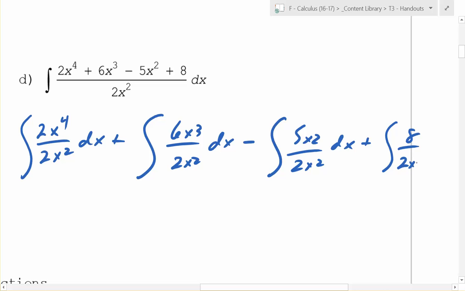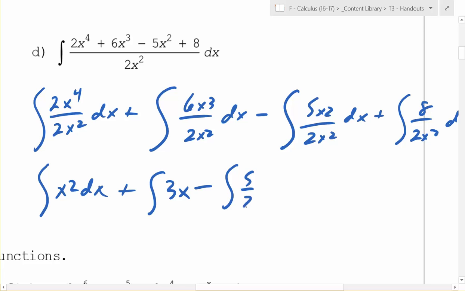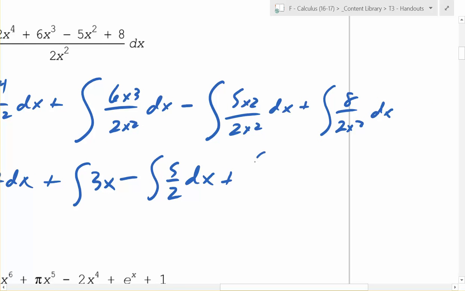8 over 2x squared dx. So what do you do before you integrate? What should you do to each of these? Before you simplify, right? So what's this one? What does that simplify to? That's just x squared dx plus the integral of what? 3x, right? Minus the integral of what? 5 over 2 dx plus, what's this one? Oh, thank you, dx. And then what's this one? Plus the integral of what? So it's 8 over 2, so what's that become? 4 over x squared dx.